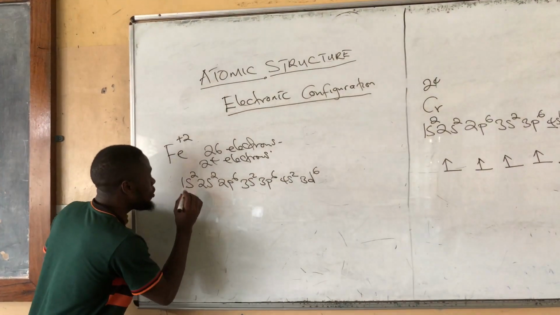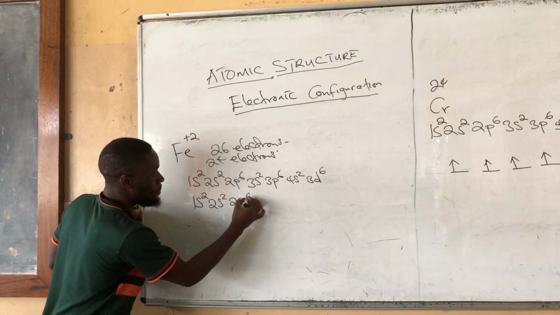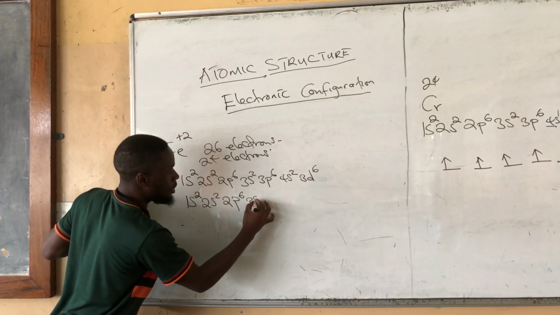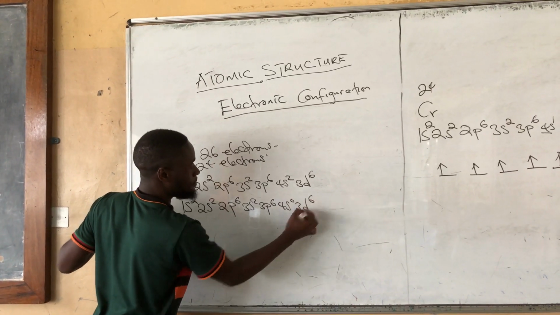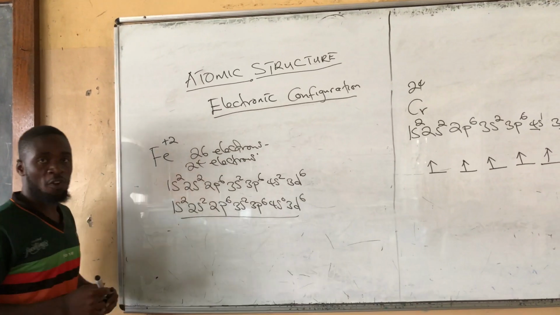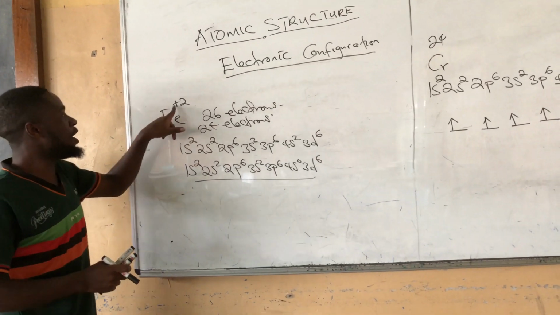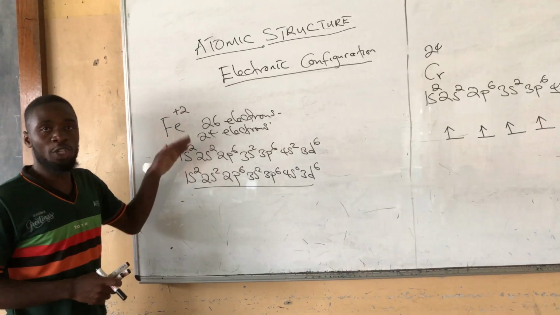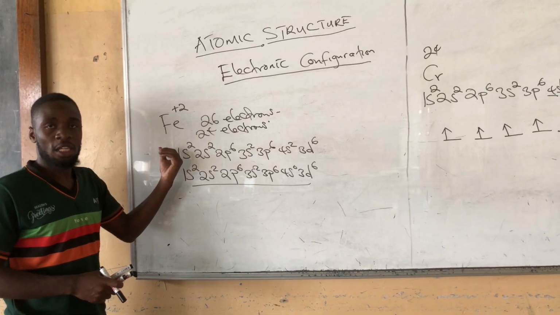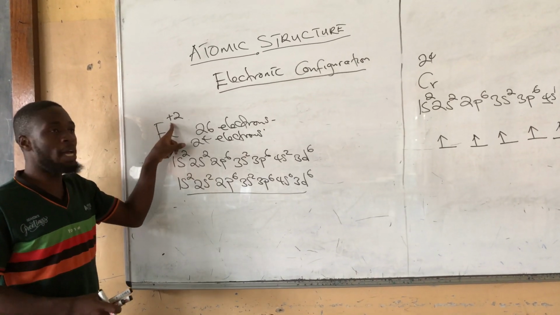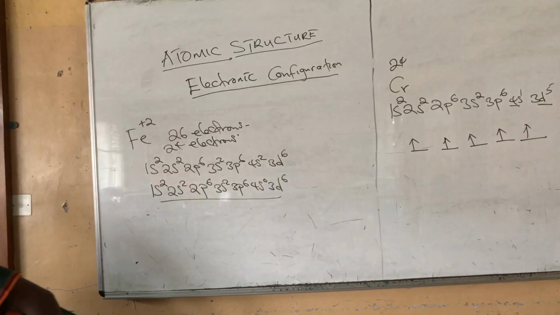So the new electronic configuration will be 1s to the power 2, 2s to the power 2, 2p to the power 6, 3s to the power 2, 3p to the power 6, 4s to the power 0, 3d to the power 6. This is the electronic configuration for iron plus 2. If it is plus, it is losing. If it is minus, it is gaining. So for minus, you add. For plus, you subtract. So now let's go directly to orbital diagrams.